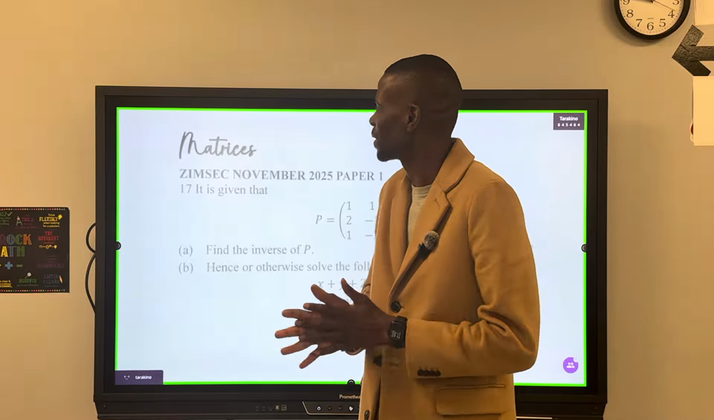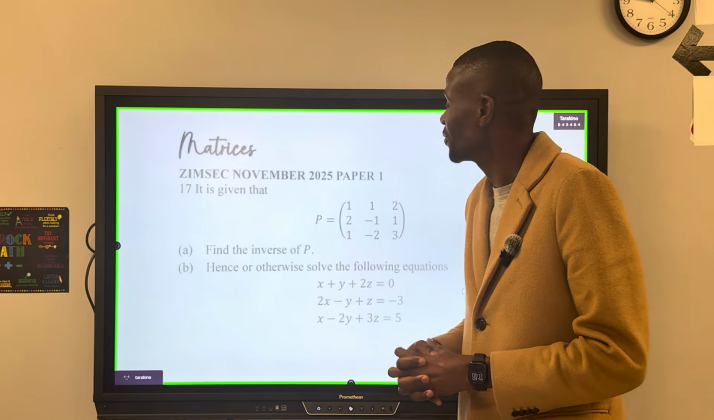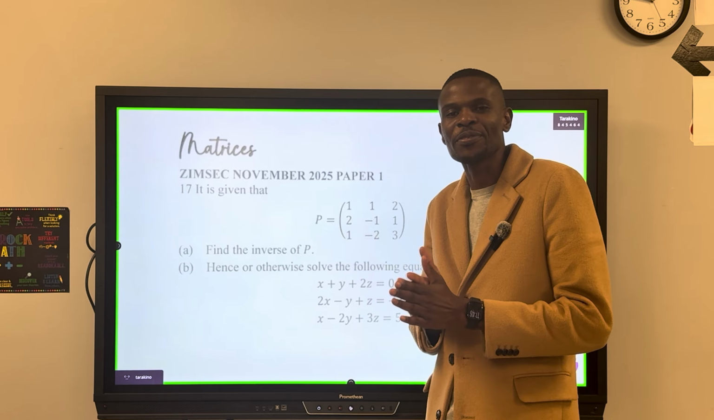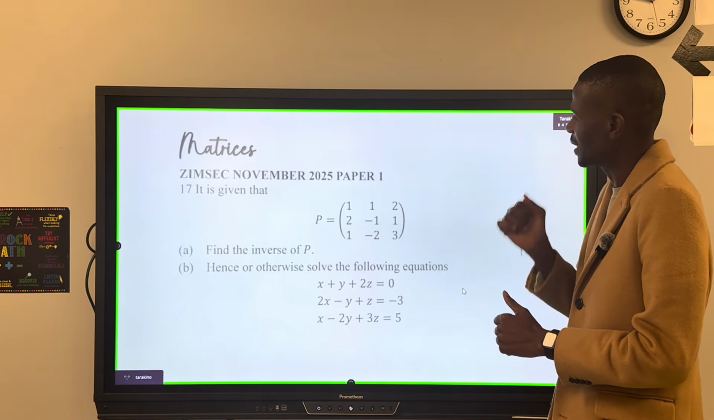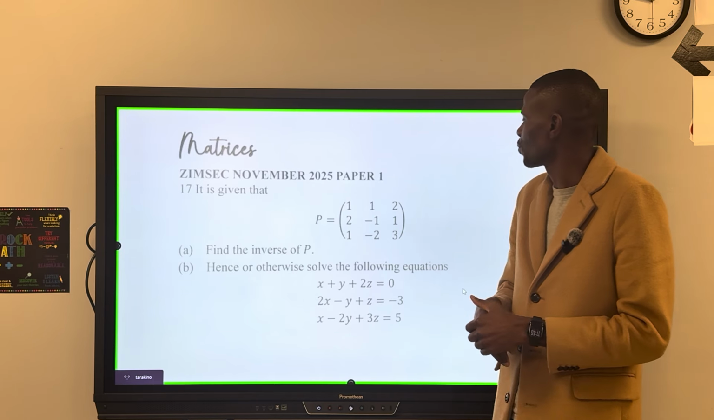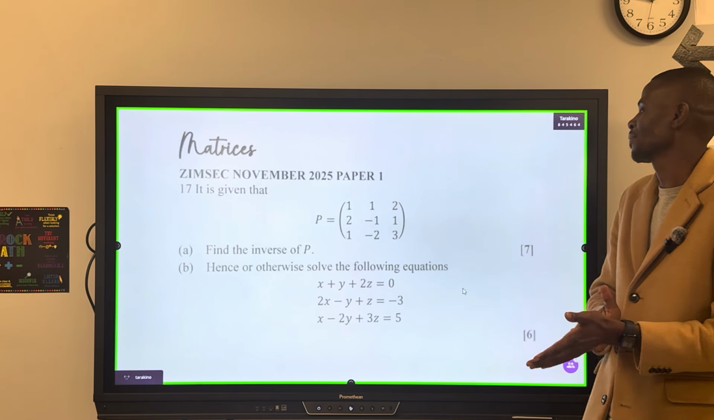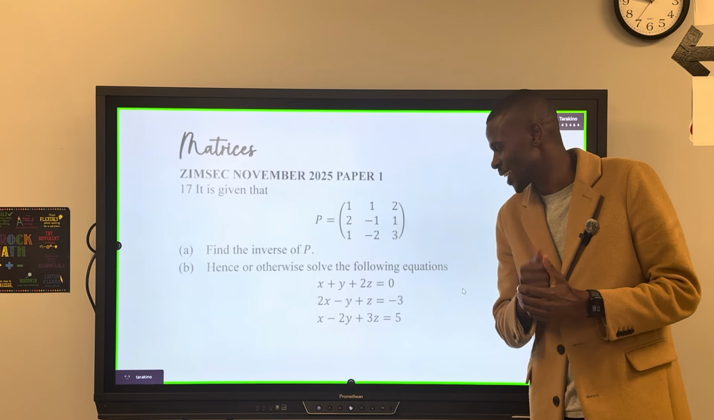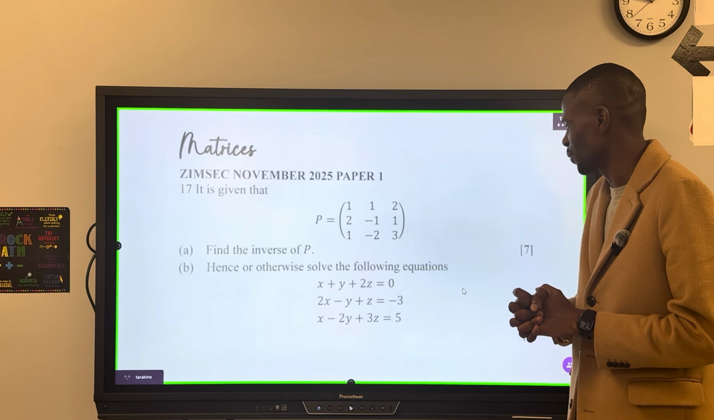Today we want to explore a question on matrices. This is from ZIMSEC November 2025, paper one. The question reads: it is given that P is equal to [1, 1, 2; 2, -1, 1; 1, -2, 3]. Find the inverse of P, hence or otherwise solve the following equations.